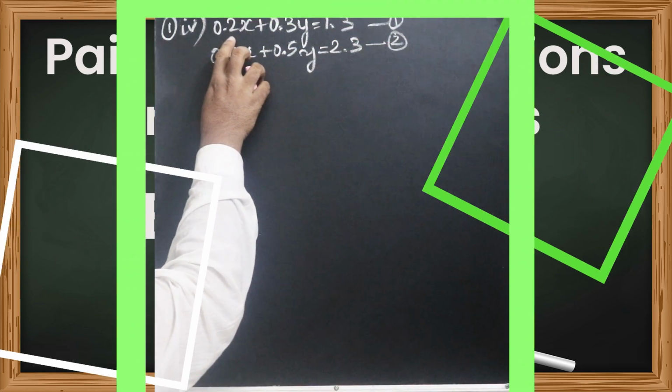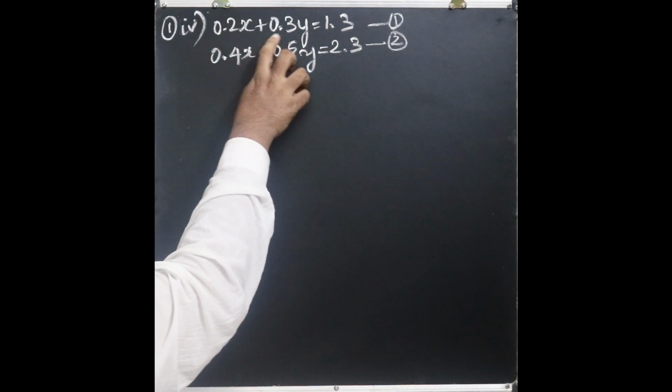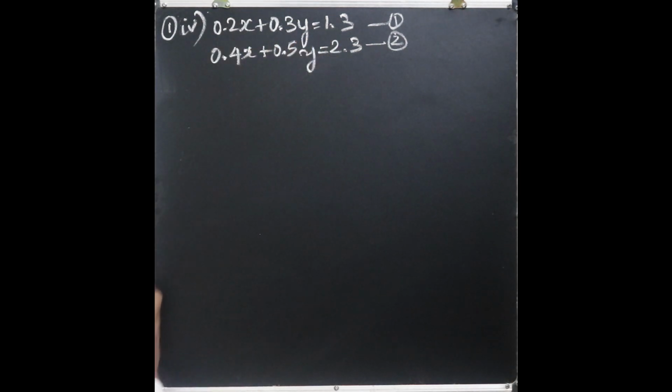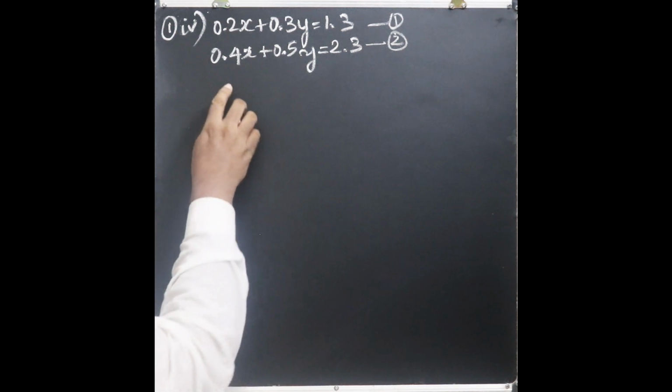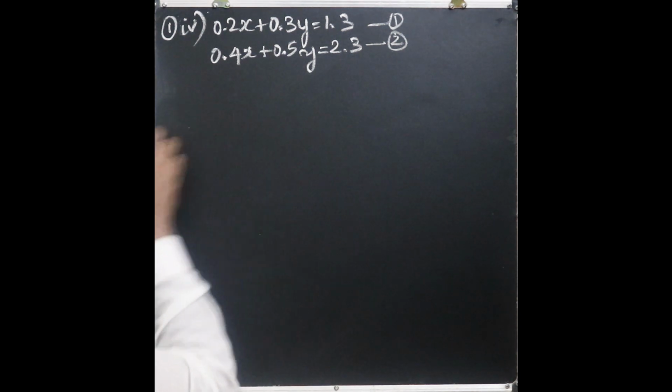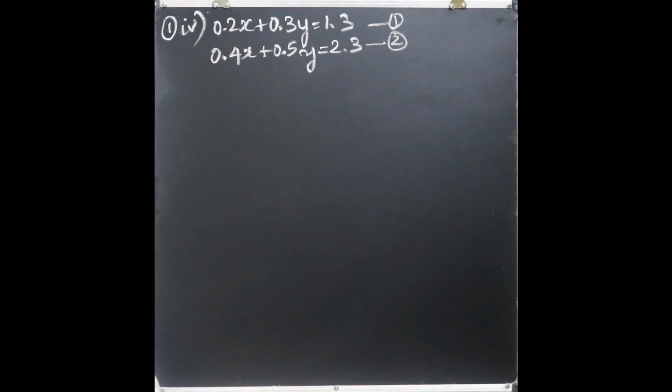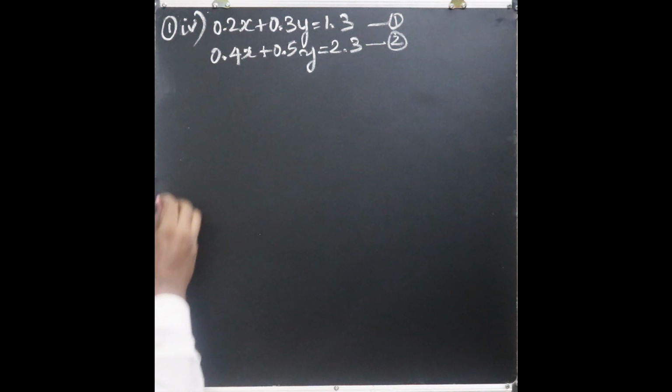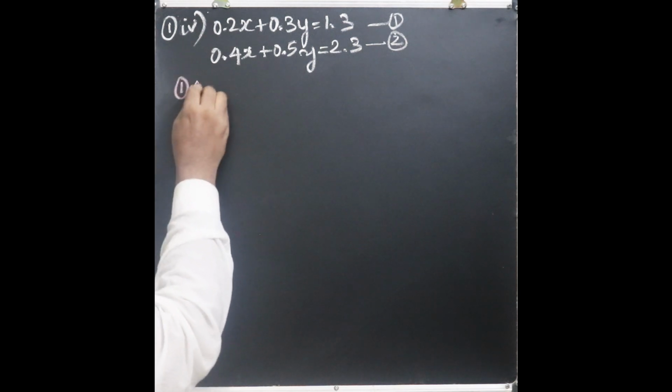They have given two equations: 0.2x plus 0.3y equal to 1.3. The second equation is 0.4x plus 0.5y equal to 2.3. Now to remove the decimal places there, we will multiply the entire first equation by 10.